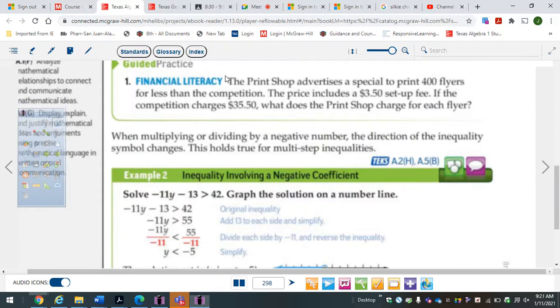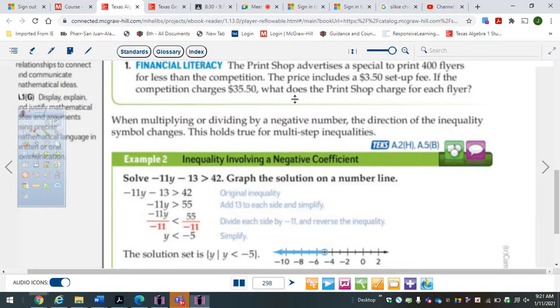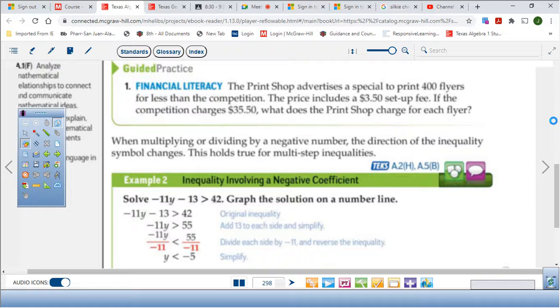Okay, so let's try this one real quick. The print shop, you know what? We'll come back to that one real quick. No, we can do that one. The print shop advertises a special to print 400 flyers for less than the competition. The price includes a $3.50 setup fee. If the competition charges $35.50, what does the print shop charge for each flyer? Now, we want to make 400 flyers here. Let's get this straight in our head. Then we'll give some workspace.